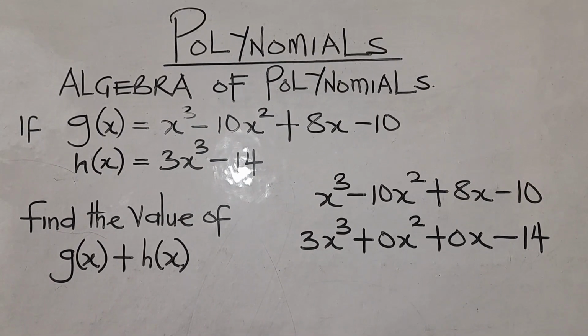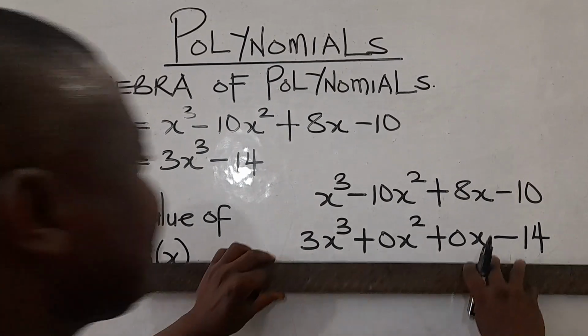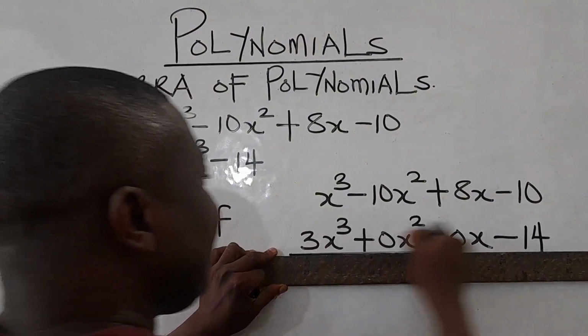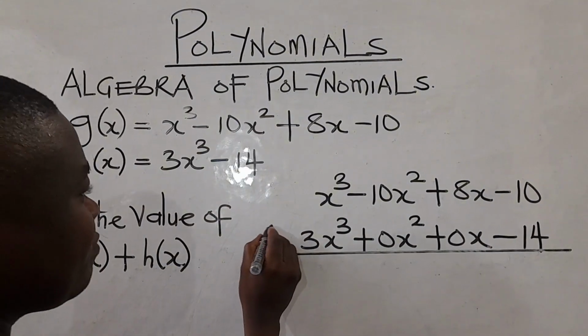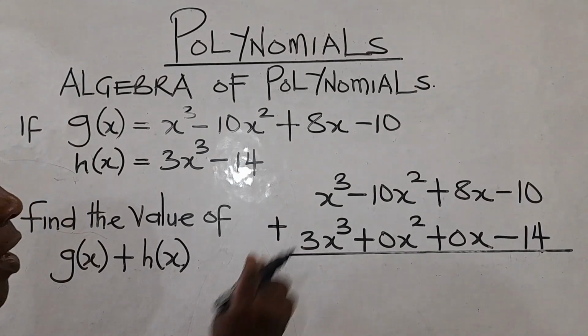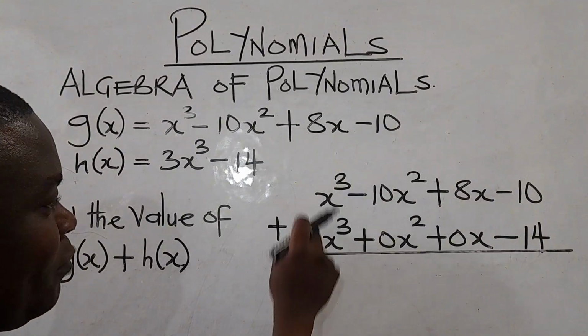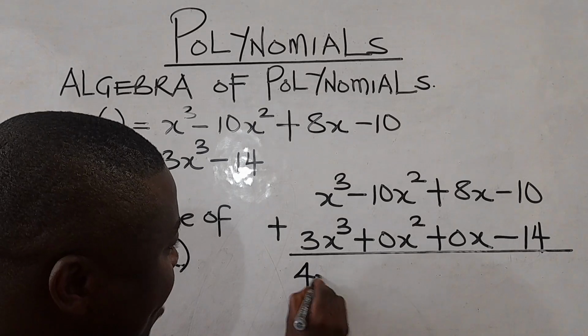So we can now do this. Place it and let's resolve it. We're going to add them. This is 1x cubed, 1 plus 3 is 4, so 4x cubed.